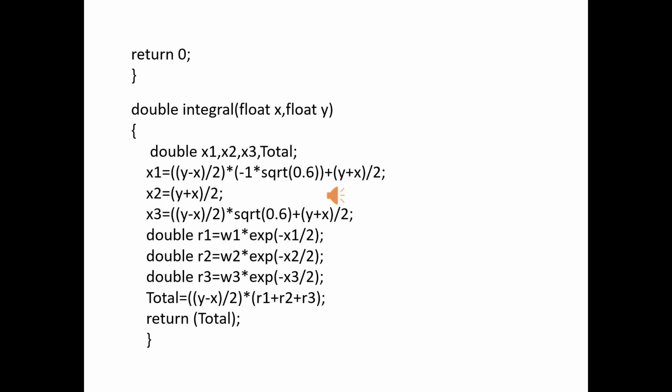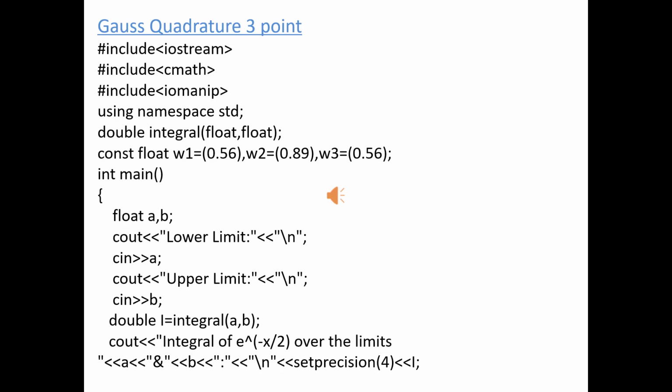The next step, total is equal to (y minus x) by 2 into (r1 plus r2 plus r3). So we get the value of total. The next step, return total, which is returned to the main function. So the value of total is assigned to a double variable I.